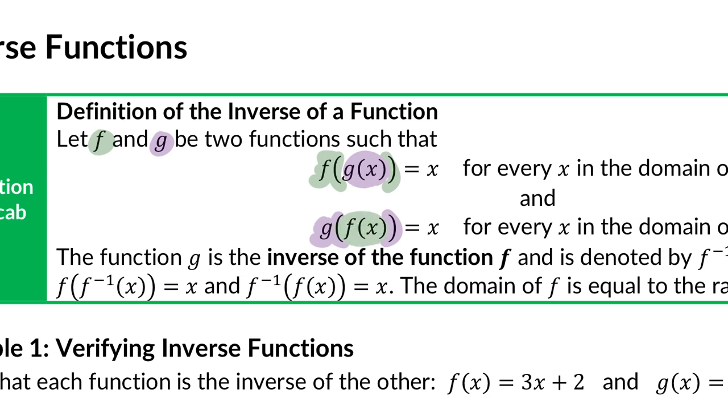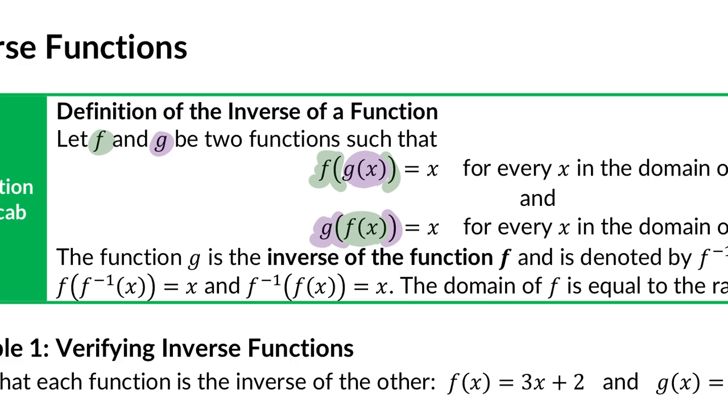Meaning, we will compose these functions both directions. And if both times you compose them, they end up simplifying down to x, just literally a plain x, then they are verified as inverses of each other. Inverse functions undo the other one, so you're going to have a lot of inverse operations. The opposite of addition is subtraction, multiplication is division, square is square rooting, and all of that good stuff.